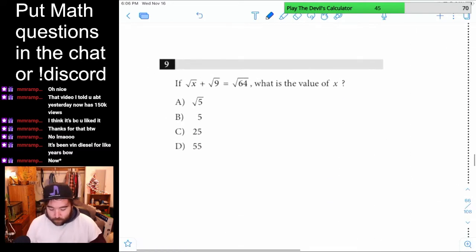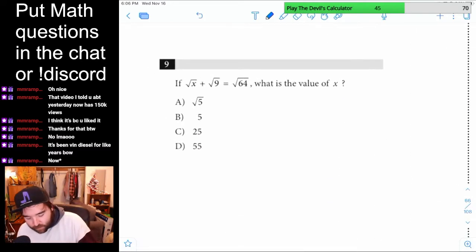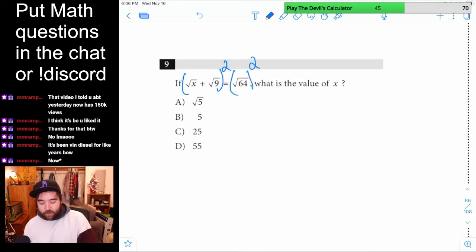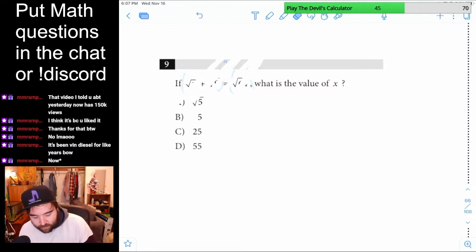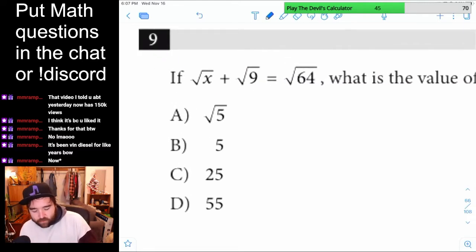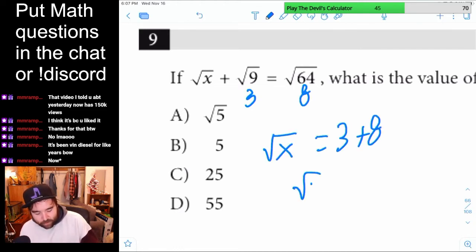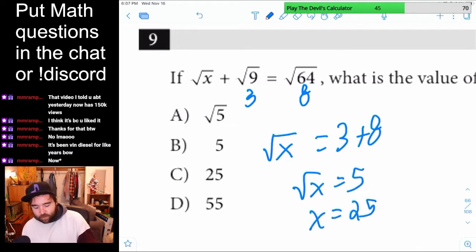Next. Well, don't get freaked out by the square roots. Remember, of course, you cannot just do this. That is not legal to get rid of the square roots. You would have to distribute on the left. So you could do that if you needed to. But no, it's the square root of 9. That's 3. It's the square root of 64. That's 8. This is just the square root of x equals 3 plus 8. So it's the square root of x equals 5. So then you can square both sides, and x is 25.